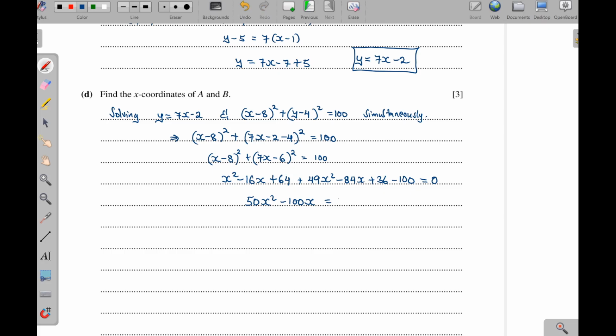So we shall put this one to 0. Then 50x is common. Then we shall have x here, then minus 2, which is equal to 0. So when I equate this one to 0, then x will be equal to 0. That is one x coordinate. And then when I equate this one to 0, then x will be equal to 2. So those are the two x coordinates for A and B.